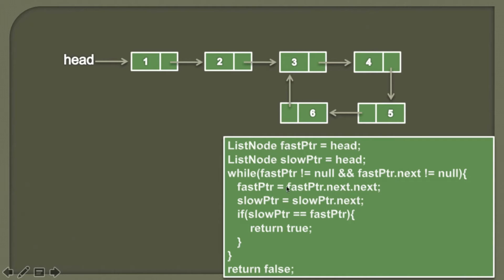And if you see, below is the algorithm to detect whether a linked list contains a loop or not. So let's see the demonstration of this algorithm step by step.